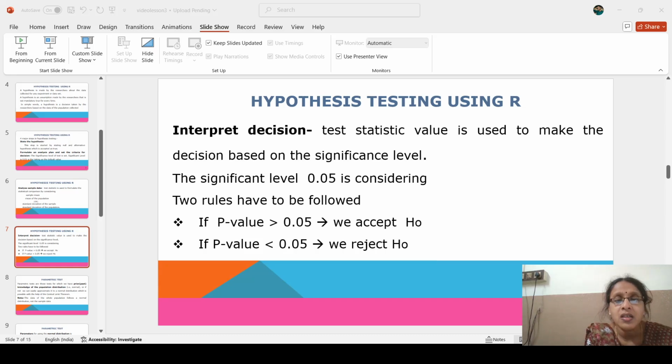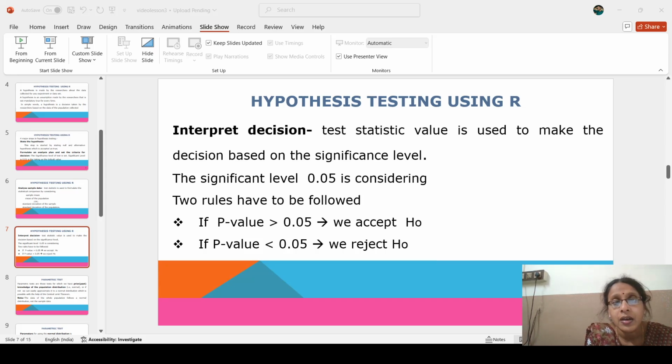Formulate an analysis plan and set the criteria for decision means here the significance level of the test is set. We have different significance level values: 0.10, 0.05, 0.01 and 0.001.